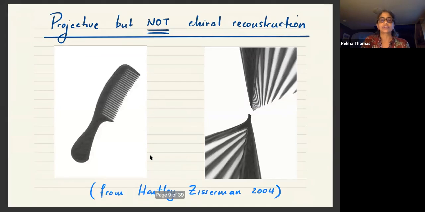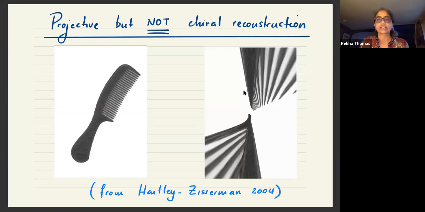All right, so let me show you a picture of what the difference is. So on the left here, you see a comb, and on the right, you see a projective reconstruction that is not chiral. Okay, so it satisfies all the algebraic equations, this weird looking thing, but it does not put the comb in front of the camera. So it splits the image across the plane at infinity. And this is the kind of reconstruction we do not want.